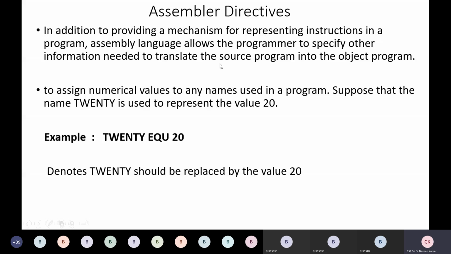Okay, and the last thing is assembler directives. I guess you already used this type of directives in your previous subjects. Do you remember what directives you used in your previous subject last sem?